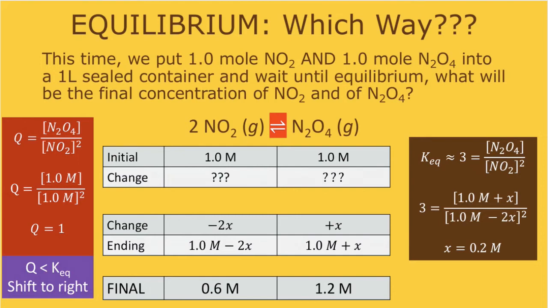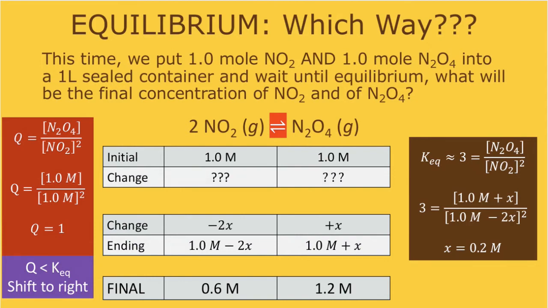Simple enough, but what about this example? This time we put 1 mole of NO2 and 1 mole of N2O4 into a 1 liter sealed container, and we wait until equilibrium. What will be the final concentration of each? So let's try our ice table. We put the 1 molar in each column, but then we look at our change. Is it minus 2x or is it minus x? Are we going to the left? Are we going to the right? How do we possibly know? We don't know which way it will take place.